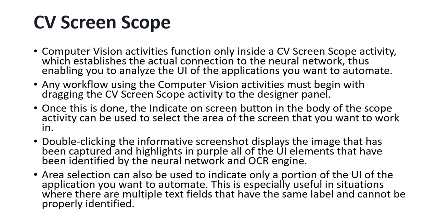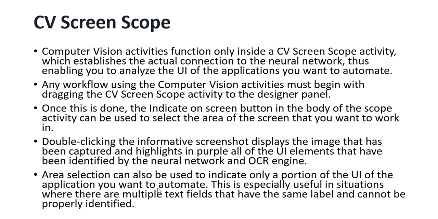Double-clicking the informative screenshot displays the image that has been captured, with all the UI elements that have been identified by the neural network or OCR engine highlighted in purple color. Whatever elements computer vision is able to identify on the screen will be highlighted, and you can show that highlighted screenshot inside the CV Screen Scope activity. I will show you this point as well during the demonstration.